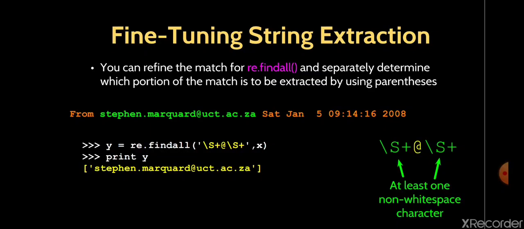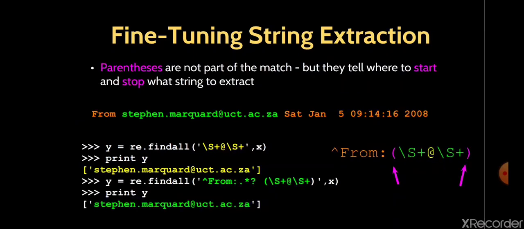That is nothing but uct.ac.za. After za we have a space, so that is not considered and the search will stop at that particular point. So when we print the return value, we will get stephen.markword@uct.ac.za. Stephen.markword is the first \S+, and uct.ac.za is the second \S+. So this is how we can get the non-white space characters using the following regular expression.